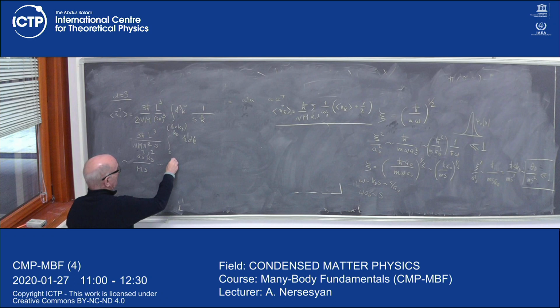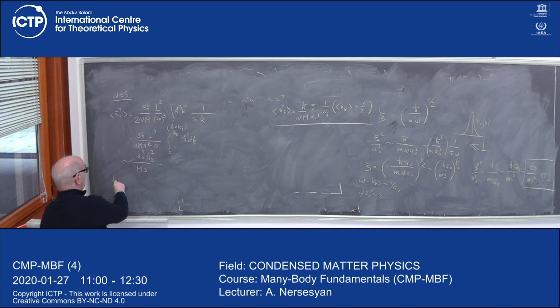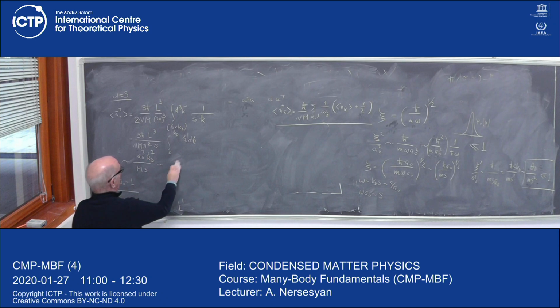Let me do the following. I will write down A naught to the third. Just a second. Kd, we know that Kd times A naught is on the order of 1. So therefore, here I have A naught. Here I have M. Here I have S. Where is H? H must be somewhere here.